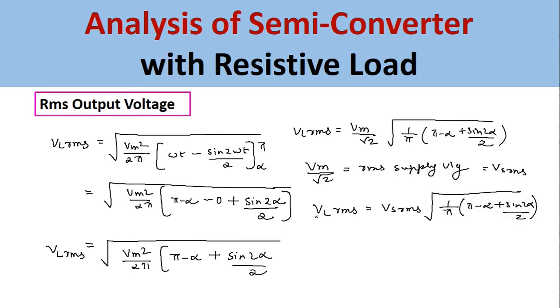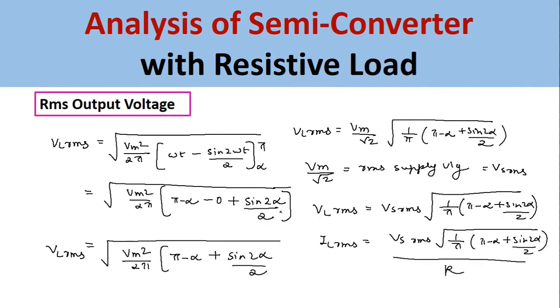If you want to find the RMS output current from this equation, since we are using resistive load, we just have to divide this equation by R. That means ILRMS will be equal to VSRMS times √(1/π × (π − α + sin 2α/2)) whole divided by R. Okay, so this is the RMS output voltage of semi-converter with resistive load.